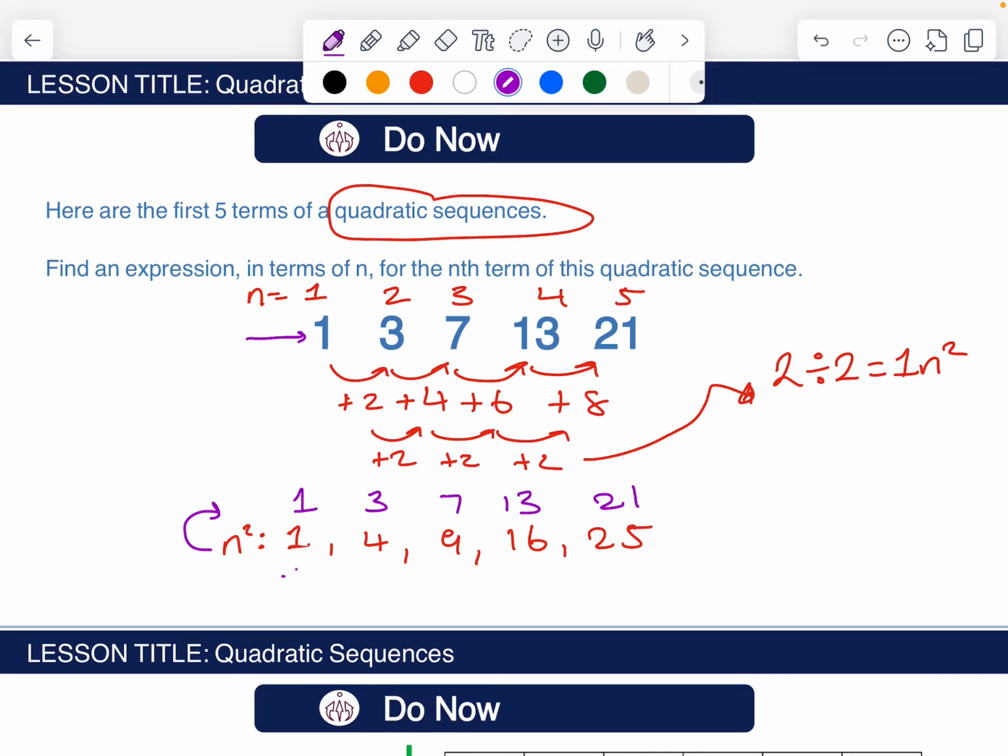The first one, you don't do anything, you add 0. To go from 4 to 3, you minus 1. 9 to 7, minus 2. 16 to 13, minus 3. And the last one is minus 4.